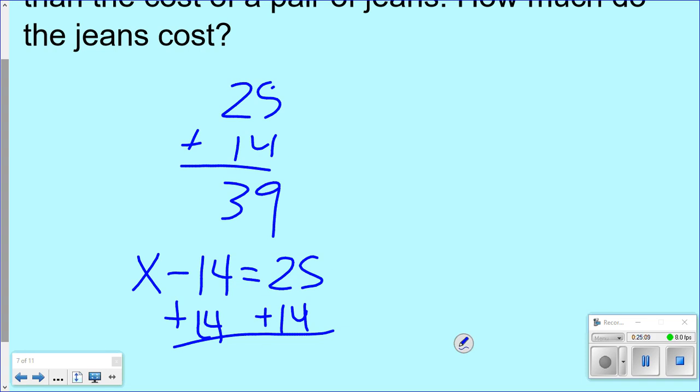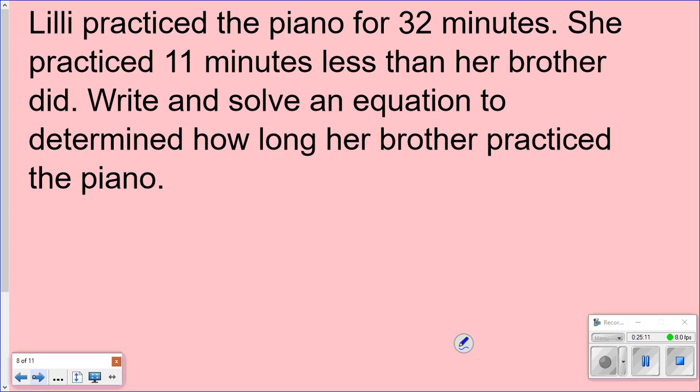Here's another one we can talk about. Lily practiced the piano for 32 minutes. She practiced 11 minutes less than her brother did. So she practiced for 32 minutes. This is 11 minutes less than her brother. I want to know how long her brother practiced. So think about it. She practiced 32 minutes. That's 11 minutes less than her brother. Oh, so you got to think about it. It's not just saying, oh, I'm going to take 32 minutes less. You have to think about what's going on in the problem.